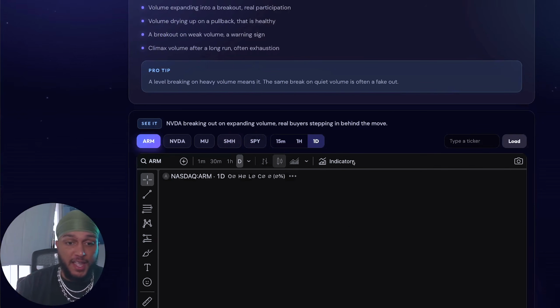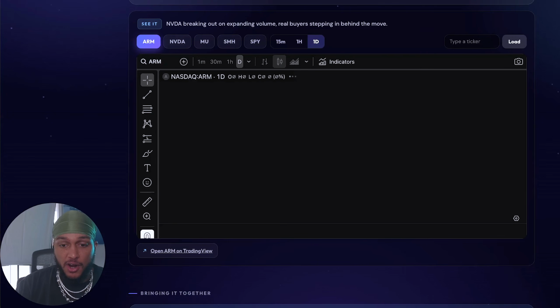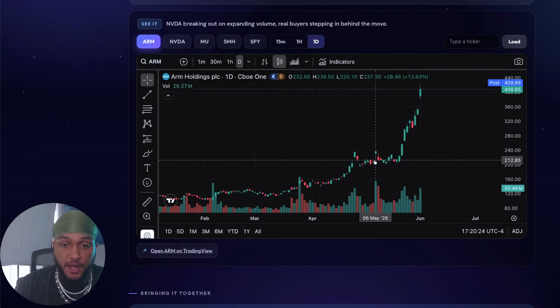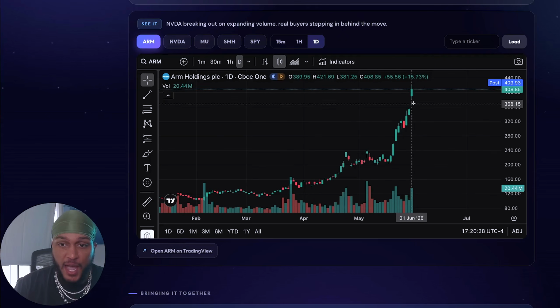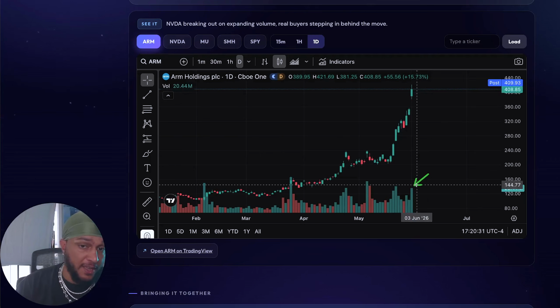One more example here, looking at ARM like we talked about in previous videos. All the volume came in here on ARM when you broke out. You broke out here, and the most volume came in on the breakout above 230. Today when you gapped up towards $400, more volume came in. Now could this be a blow off top in the making? Sure, but we don't have enough information on the chart just yet.